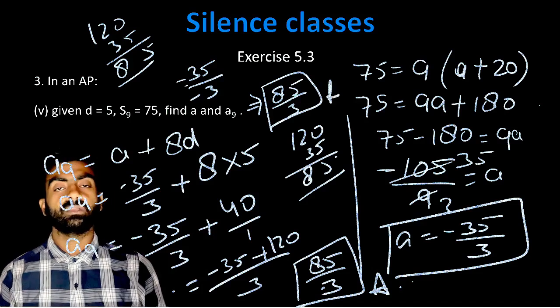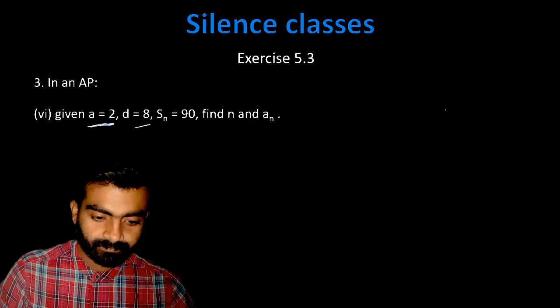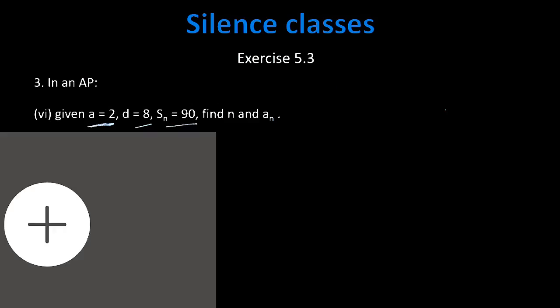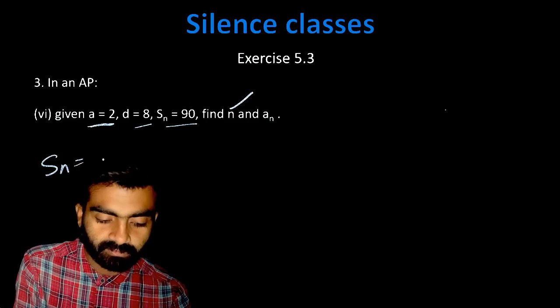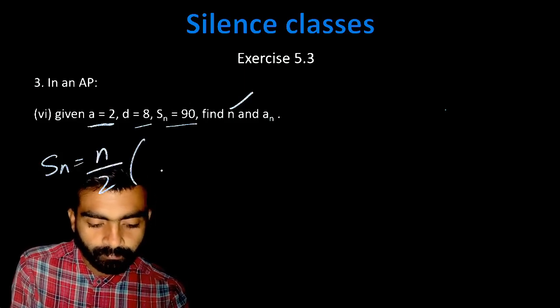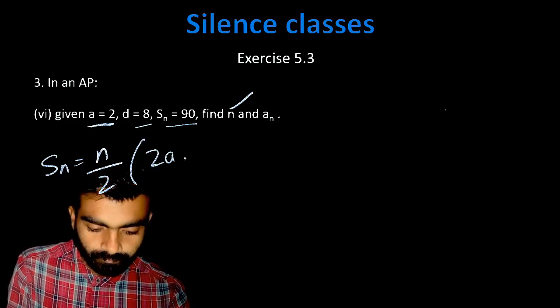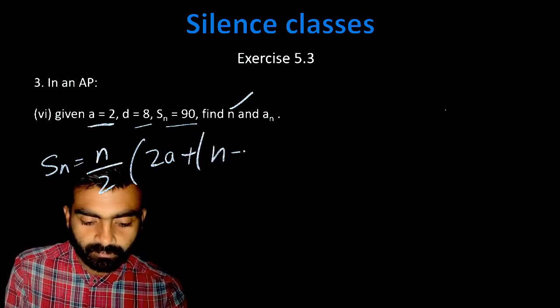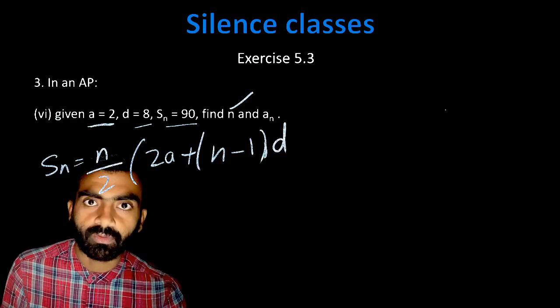Okay, and this is the answer. I hope you guys understood how we have done it. Common difference we are having, sum of n terms we are having, but we have to find n and an. To find n, the sum we are having, so we will use the formula Sn is equal to n upon 2 [2a plus (n minus 1)d]. Okay, we have to use this particular formula to find it out.